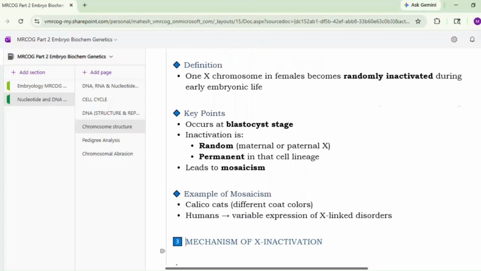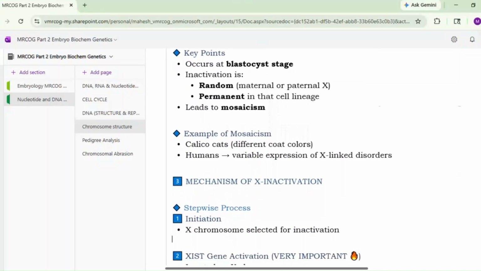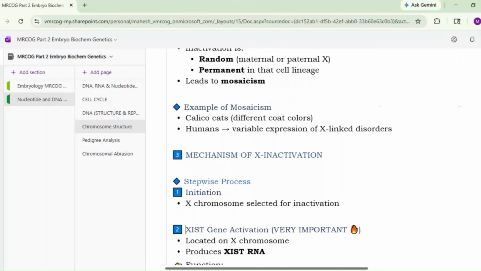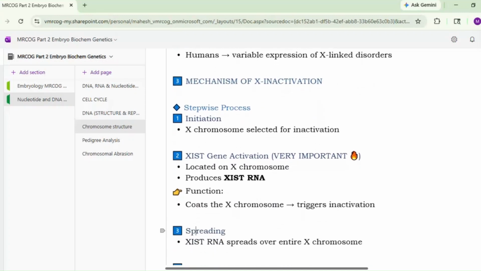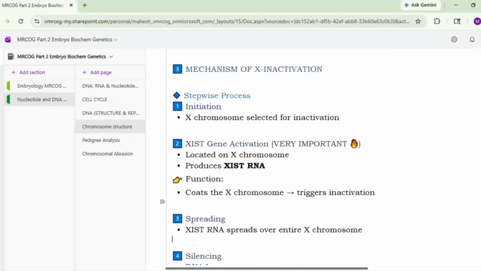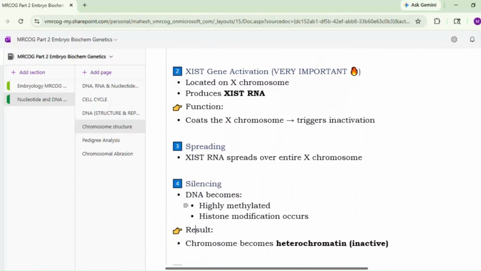What is the mechanism of this X inactivation? We will not go into the detail because this mechanism is not asked. There are just steps, I will read them out. One is the initiation, where the X chromosome is selected for inactivation. Then there is activation of the XIST gene located on the X chromosome, which produces XIST RNA. It coats the X chromosome and triggers the inactivation, and XIST RNA spreads over the entire X chromosome.